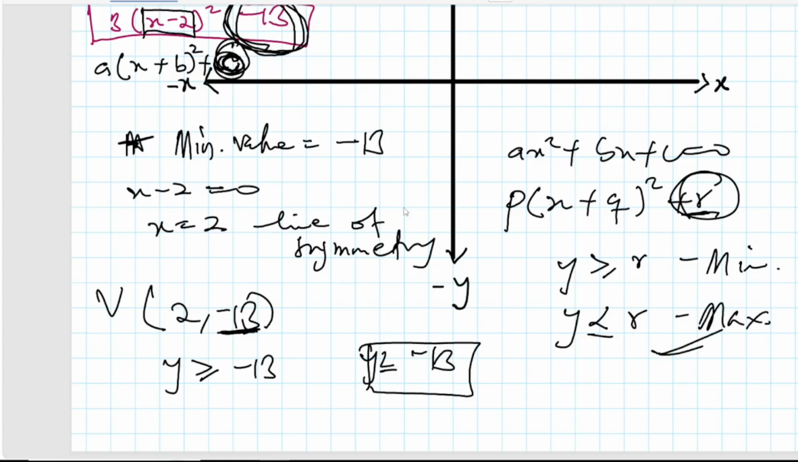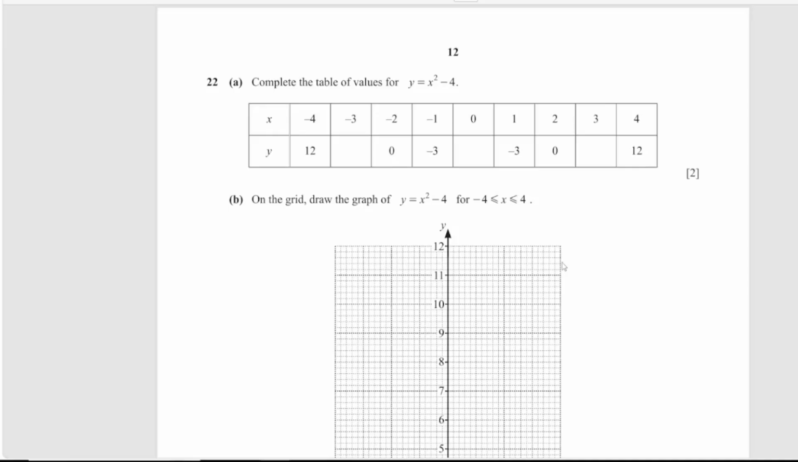So this is the information we need to know about the quadratic curve, and it's going to help us sketch a lot of quadratic curves. So let's start with a few examples. Let's start from this question.